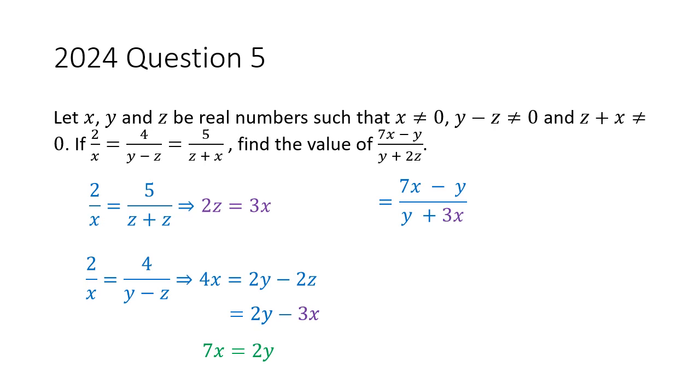We can put that in our final expression. So we're going to replace 7x with 2y and x with 2y over 7. You'll see that the entire expression is totally in y for the numerator and denominator. That allows us to cancel the y top and bottom, which gives us a fraction of 7 over 13 as our final answer.